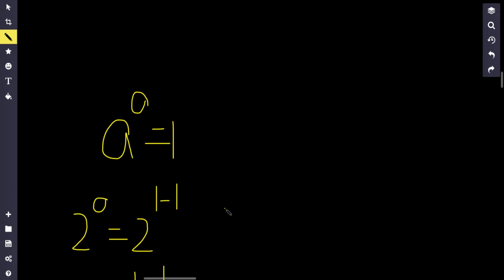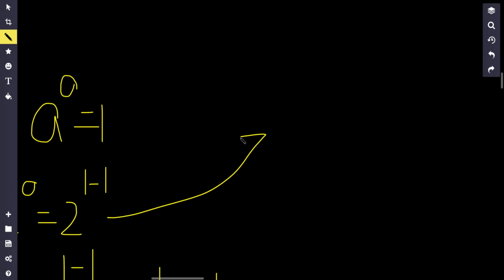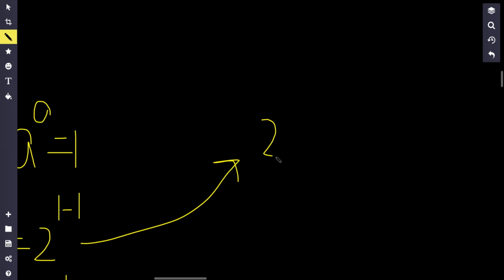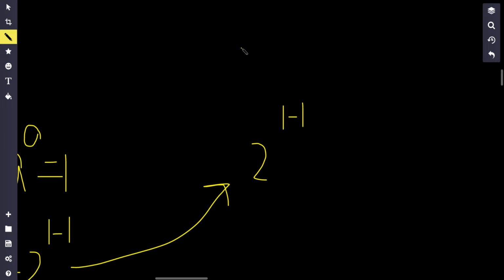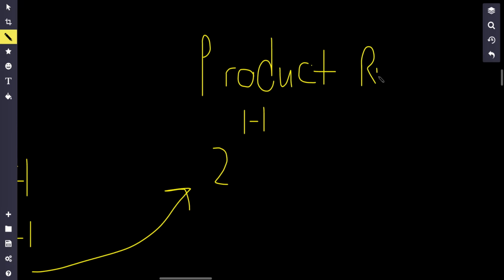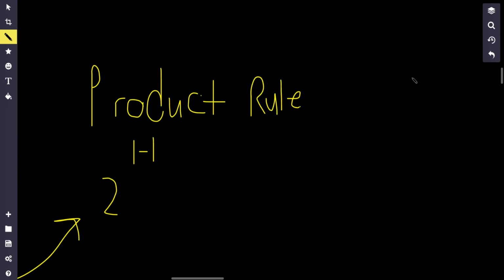So in this case, we are left with 2 to the 1 minus 1 power. Now, let's use the product rule. And remember, this states that if you have a to the n power and you multiply this by a to the n power, you just add up the exponents.